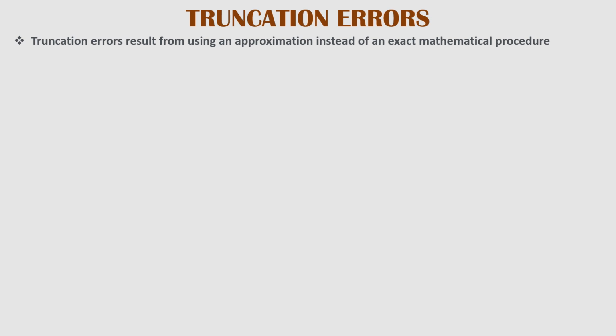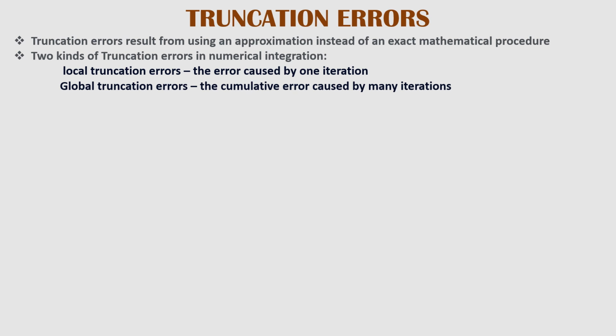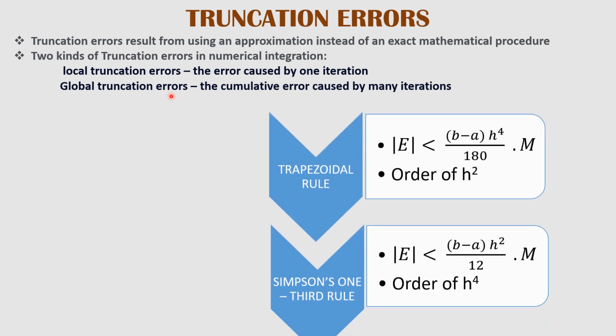So truncation errors: when we perform these types of integration, that is, using definite integration with the help of the trapezoidal rule or Simpson's rule, we land up with truncation errors. We'll see what is truncation error. These errors result from using an approximation instead of an exact mathematical procedure. So two kinds of truncation errors in numerical integration are possible. One is local truncation error, which is caused by one iteration. And the second one is global truncation error, which is due to the cumulative error caused by many iterations.